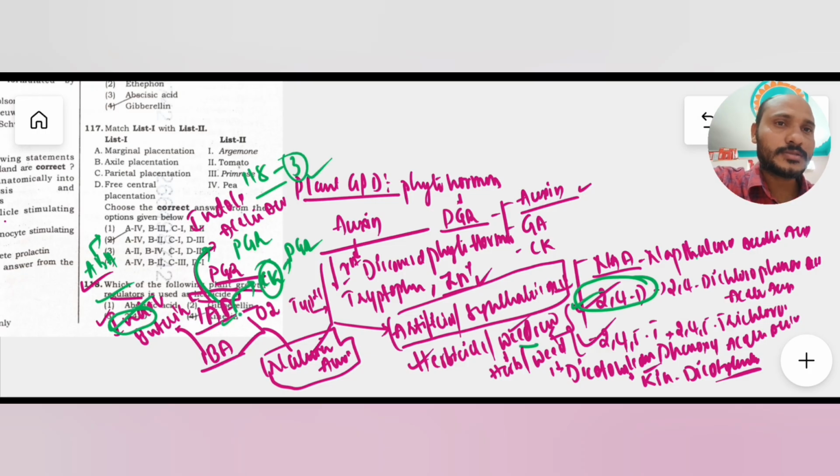So this is all about the important concepts related to phytohormones, and the types of auxins. Which auxin is used as a herbicide? Both 2,4-D and 2,4,5-T.